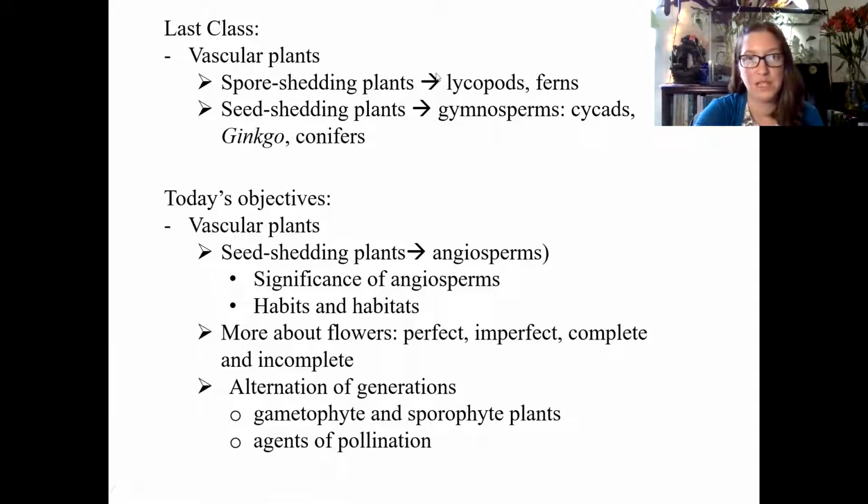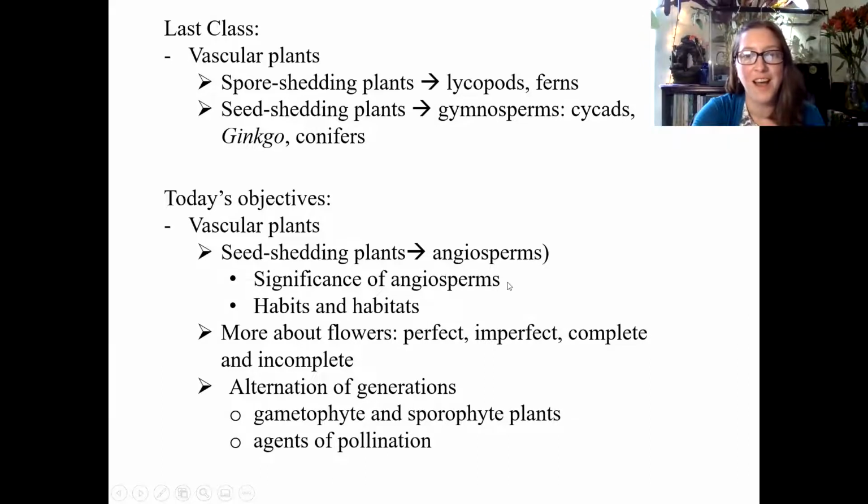And oh, there's little parentheses there, whoopsie. We'll talk about the significance of angiosperms, the habits and the habitats that they live in, and then a little bit more about flowers, because we did cover flowers in the flower lecture, but we'll learn just a little bit more about them. And of course, we can't not talk about alternation of generations, right? We have to talk about the gametophyte plants and the sporophyte plants in angiosperms. And we'll finish out with agents of pollination, which sounds like an exciting action movie, and maybe it should be.